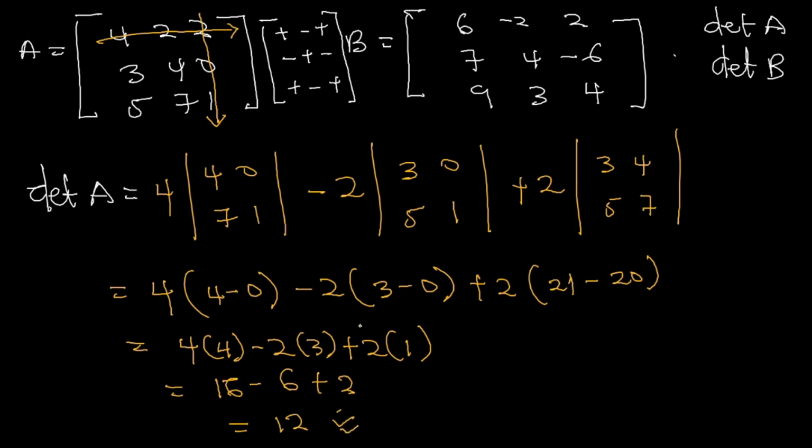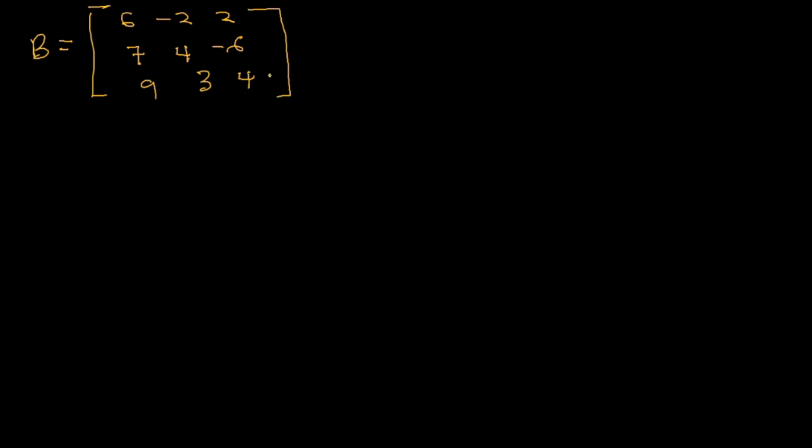So let's find the determinant of B. So determinant of B, so let me rewrite the matrix of B. So B is what? 6 negative 2 2 7 4 negative 6 9 3 and 4. Okay, so let's have our solution. So we have to find the determinant of B. Okay, so the determinant of B is equal to, because we were not told to use any particular row, we go with the first row.